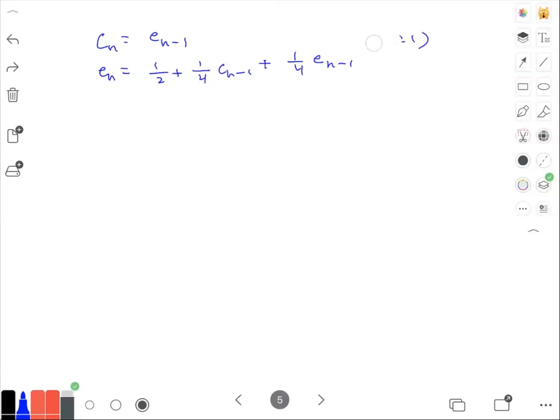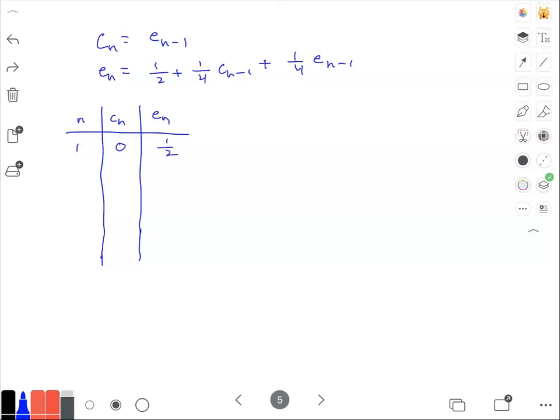Or actually, better yet, let's just manually compute some of these values. So n, Cn, En. I'll just create a table of our values. So for n equals 1, from the center, we're guaranteed to move to an edge. We can never reach a corner, so C1 would be 0. From an edge, we have a 1/2 chance of moving to a corner.